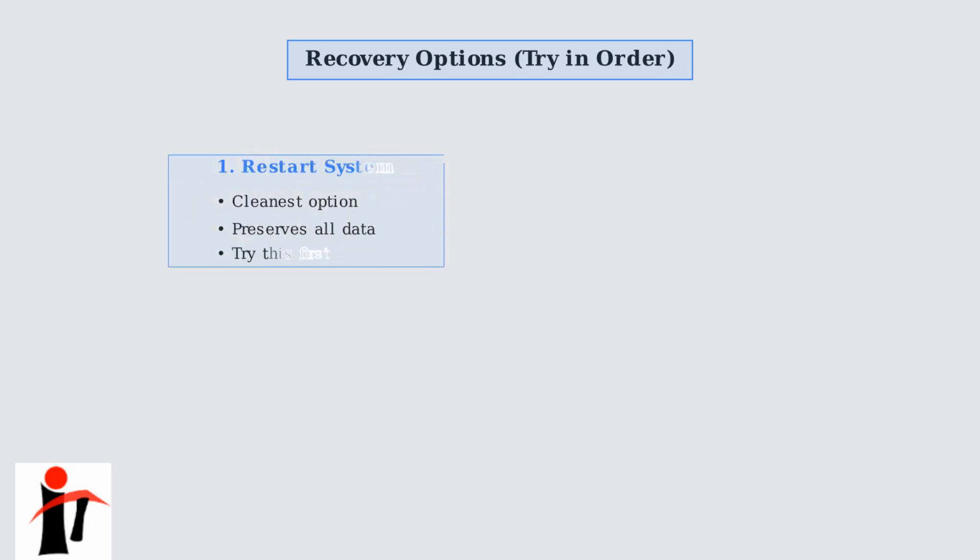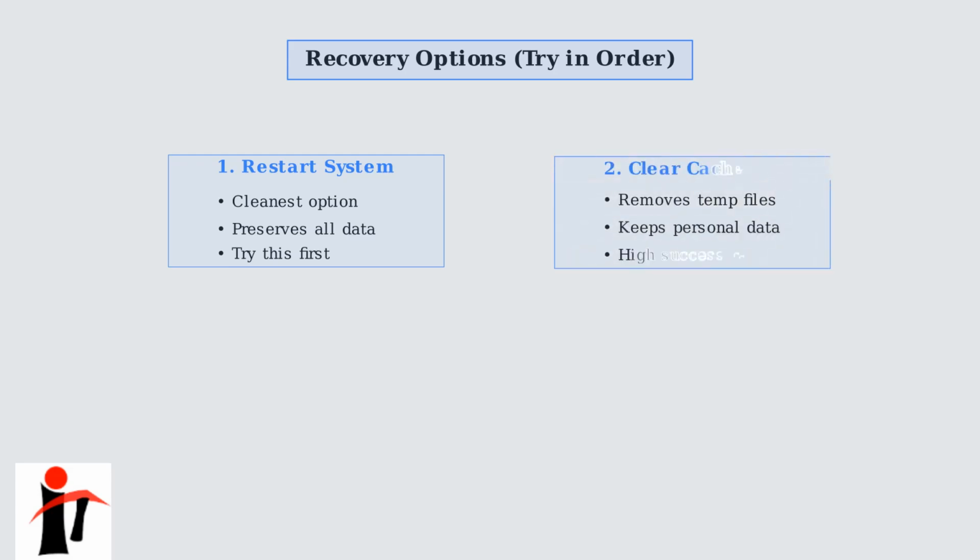First, try Restart System. This is the cleanest option that preserves all your data and settings. It simply performs a clean reboot from the recovery environment, which can resolve many software conflicts. If restarting doesn't work, try Clear Cache. This removes temporary files and cached data that might be causing conflicts during the boot process. Your personal data and apps remain intact.